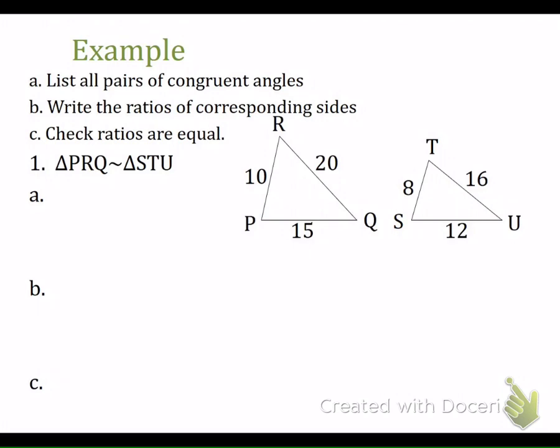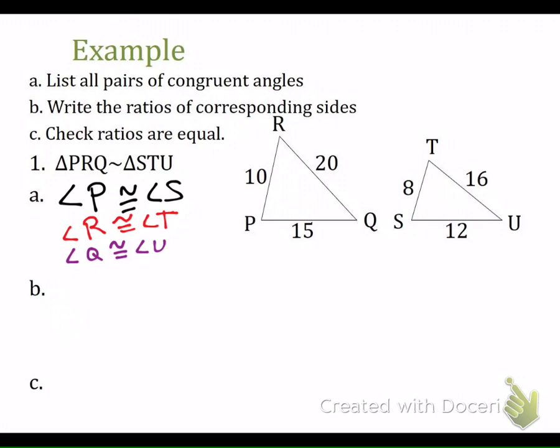So part A, we want to list the congruent angles. Anyone know a pair that's congruent? P and S. So angle P is congruent to angle S. What else? R and T. Angle R is congruent to angle T. And angle Q is congruent to angle U. Now, I want to write the ratio of the corresponding sides. So they give us the side lengths, so I'm going to use those.